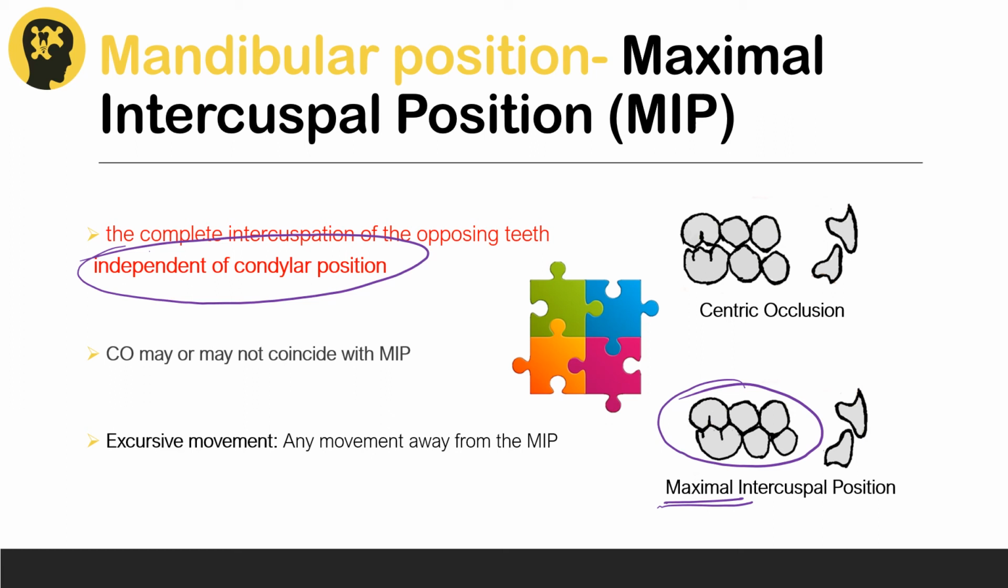So I hope there's no confusion now between centric occlusion and maximal intercuspal position. Now, most of us do not close into centric relation or centric occlusion and almost always have this discrepancy or slide between the centric occlusion and the maximal intercuspal position. Once you're into this maximal intercuspal position, any movement that you make away from it, be it a protrusive or side-to-side movement, is called an excursive movement.